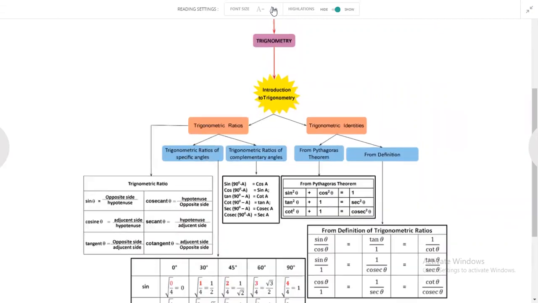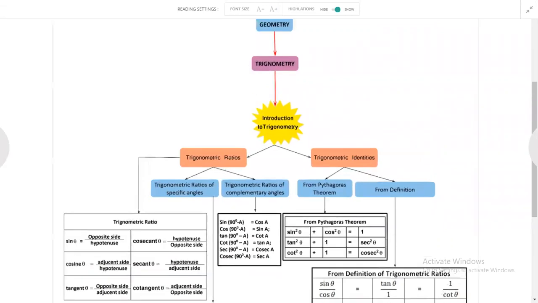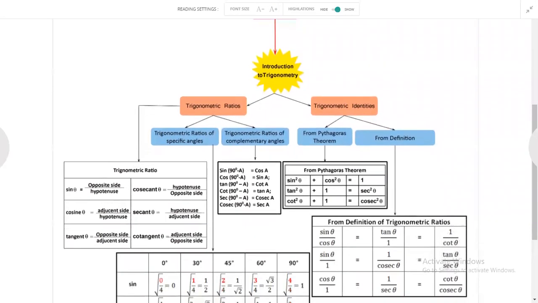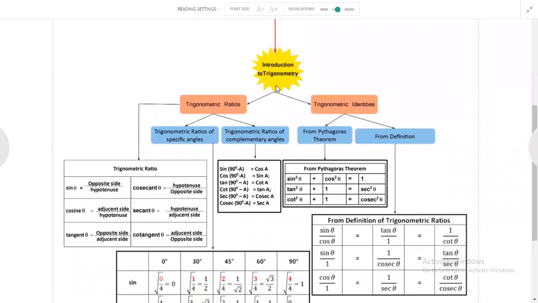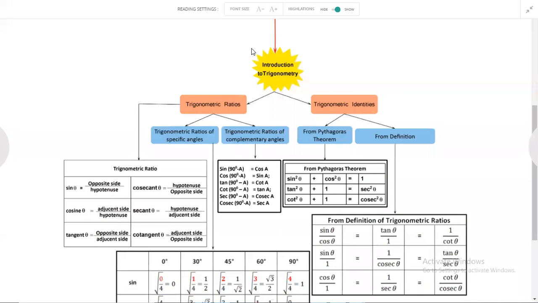Now, what are the subtopics of this particular chapter? If you see here, Introduction to Trigonometry. We have the main two subtopics. One is trigonometric ratios and second one is trigonometric identities. So basically there are only two things: trigonometric ratios and trigonometric identities.